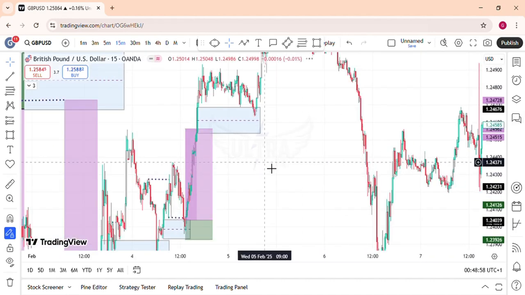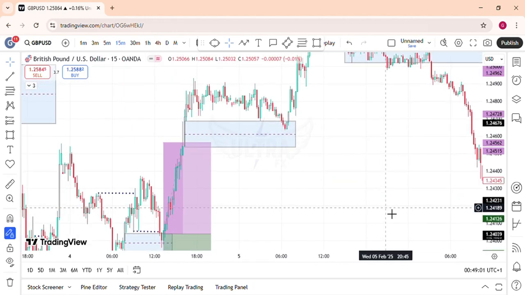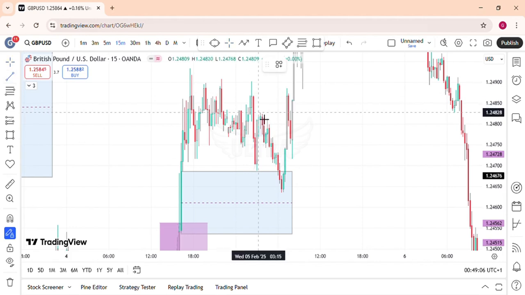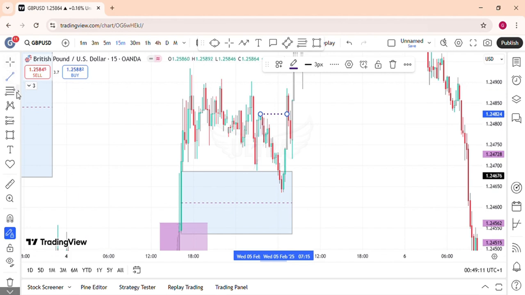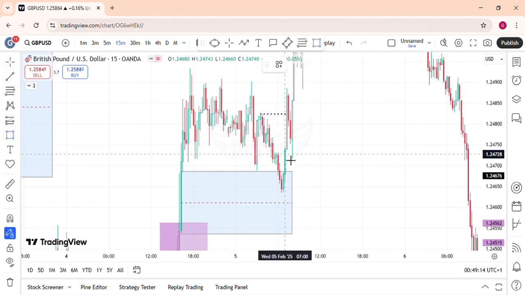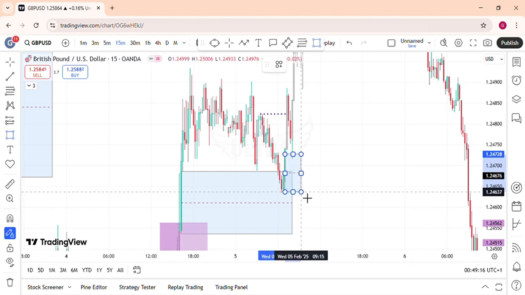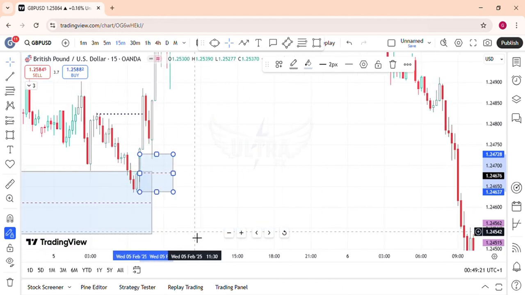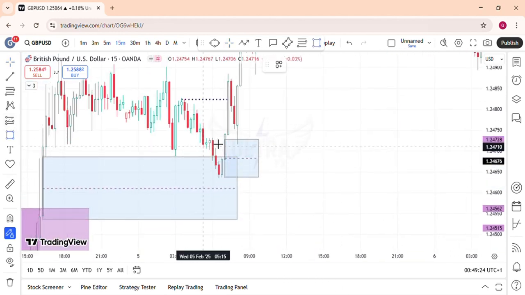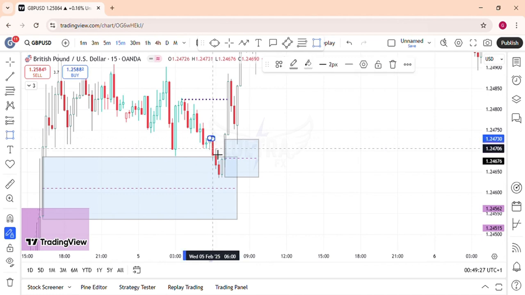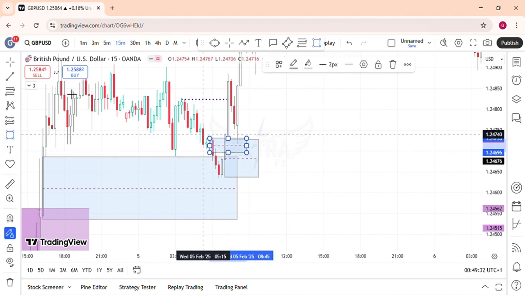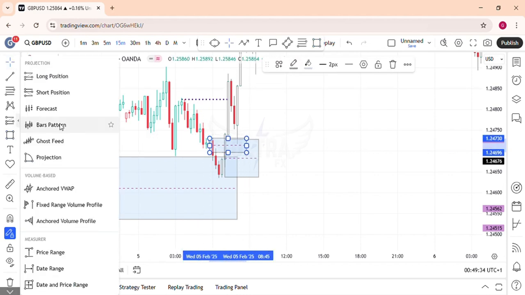So on the 15-minute time frame, you can see that market created a break of market structure right here, and also a fair value gap right here. This fair value gap is actually strong because it also has a breaker here. This is a breaker. So it also has a breaker, so it is quite strong, and you take your entry from this spot.